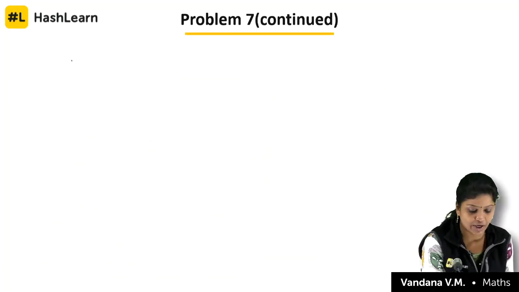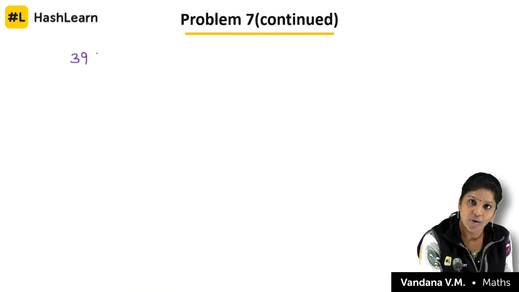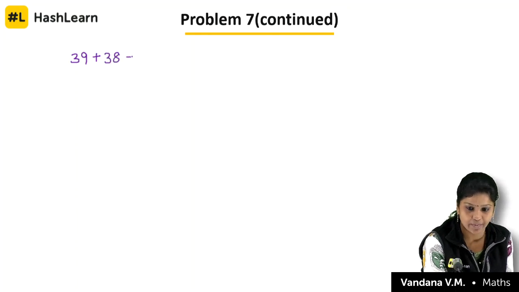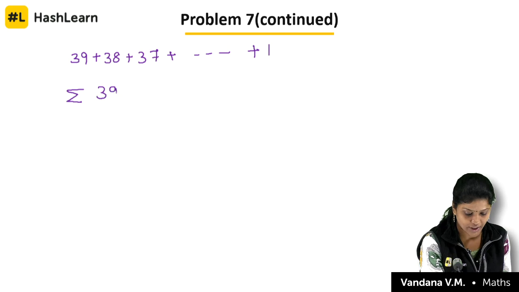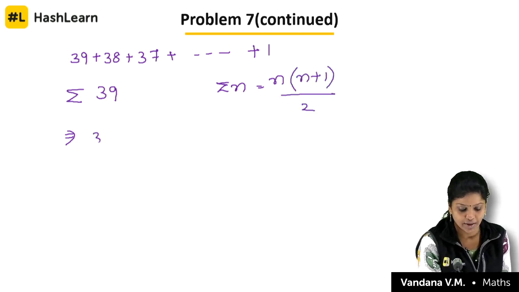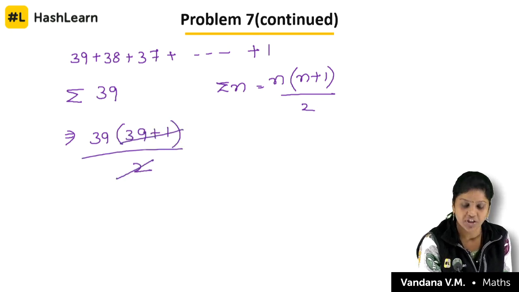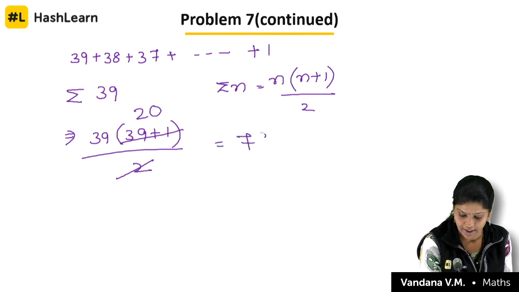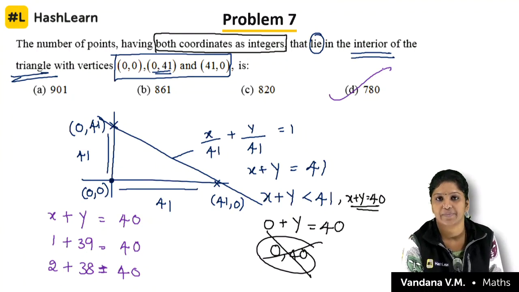So many I can take, from where to where. Here I want the sum of the y coordinates: 39 plus 38 plus 37 and so on. The last one is 1. So, it gives you the sum of 39 terms. What is the formula? Sum of n terms is n into n plus 1 divided by 2. 39 into 39 plus 1 divided by 2. This is 40 into 20. I will get 780. So, which option is correct? Option D is correct. Clear, children?